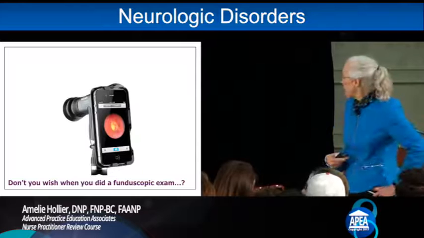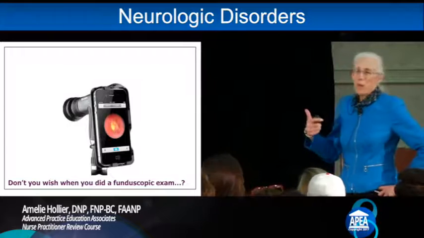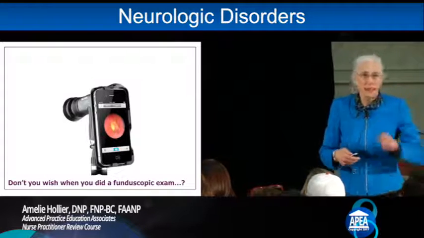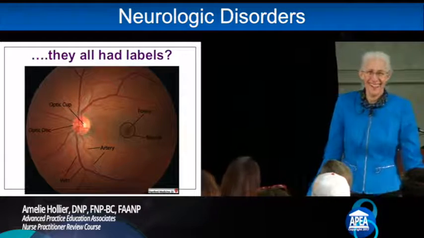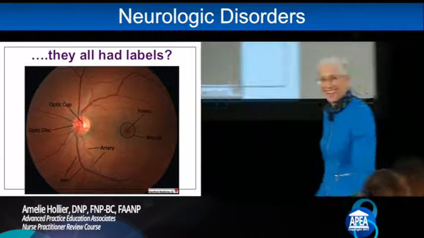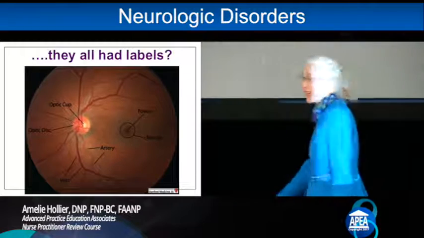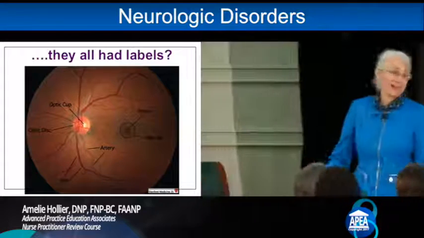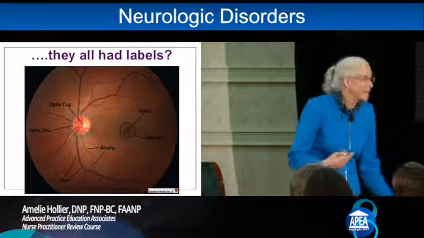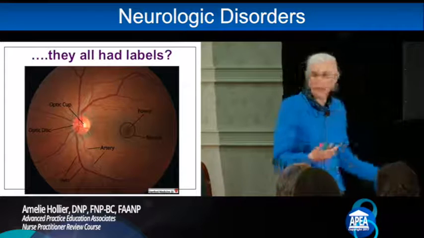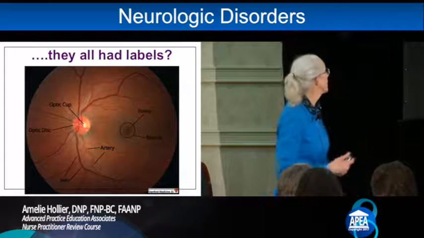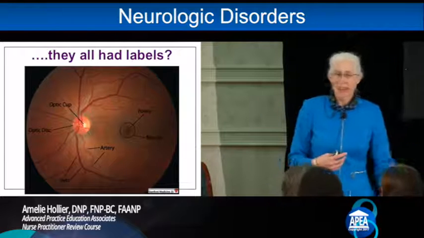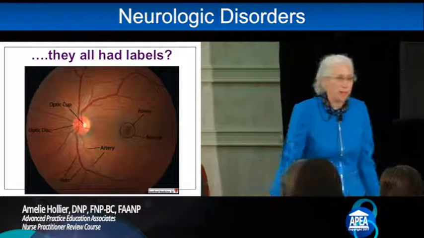But you know what? Don't you wish when you did a fundoscopic exam and you looked in that they had labels? Because I'm thinking the man upstairs made a mistake on this one, right? It would be so easy to tell what's what if they had labels on them. To me, that was a definite error. That was a mistake. All right, what do you need to know about fundoscopic findings?